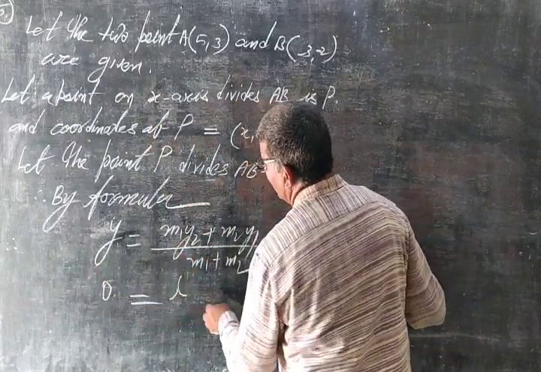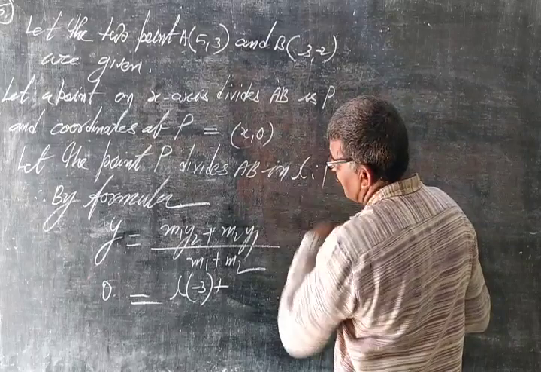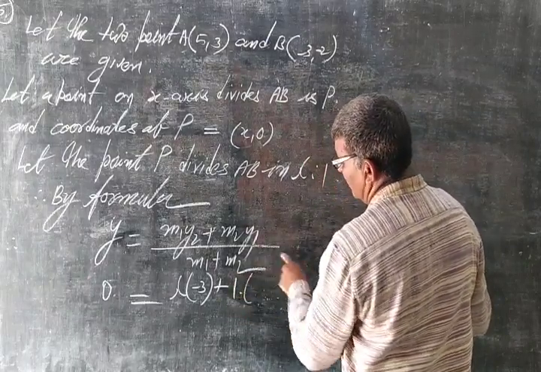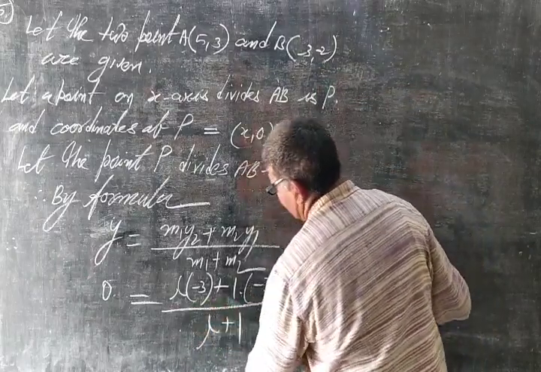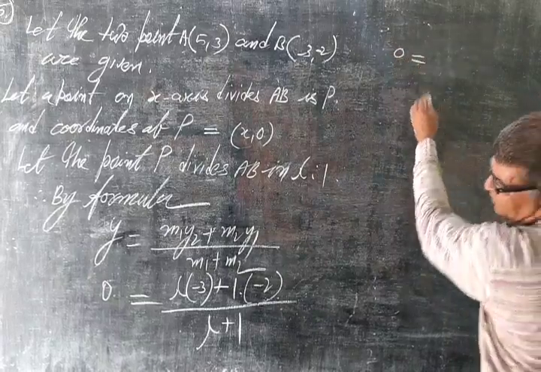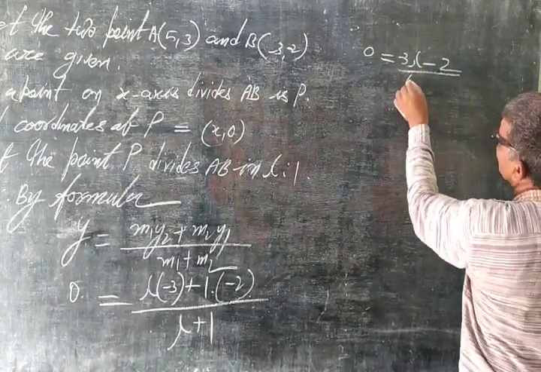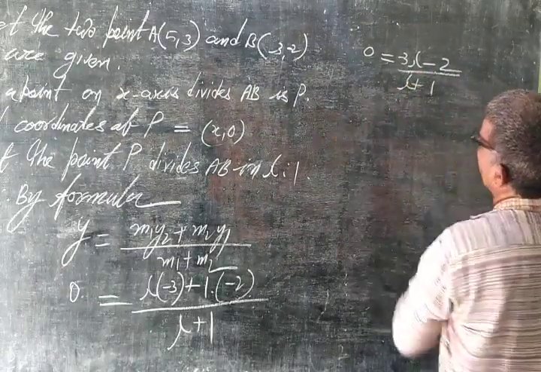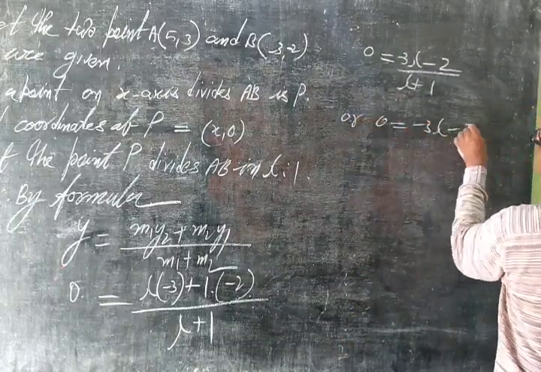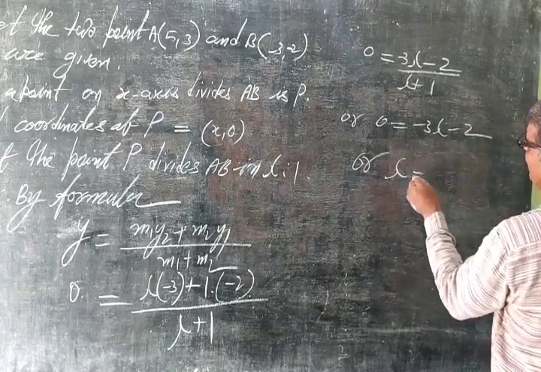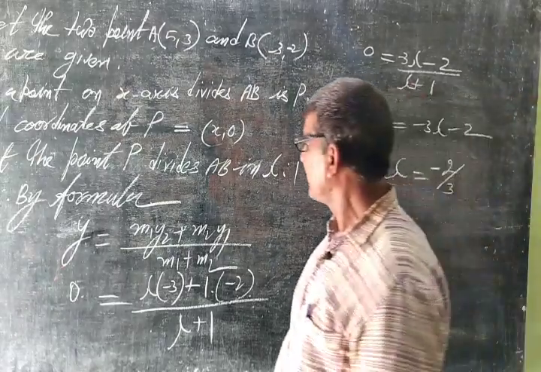Now m1 lambda, y2 minus 3, plus m2 1 and y1 minus 2, upon lambda plus 1. 0 equal to minus 3 lambda minus 2 upon lambda plus 1. Multiplying both sides by lambda plus 1, we have 0 equal to minus 3 lambda minus 2, or lambda equal to 2 upon 3 minus.